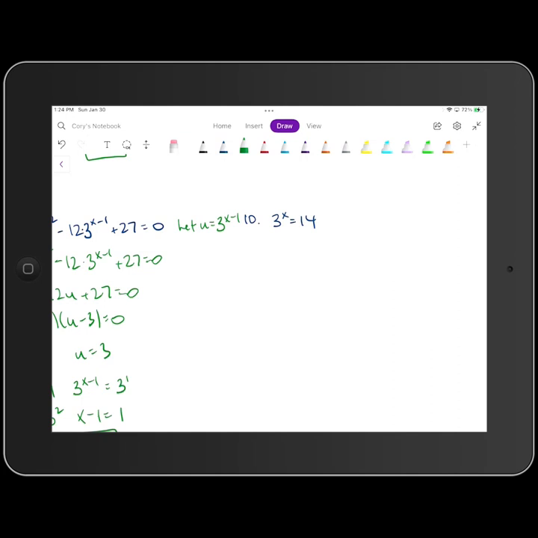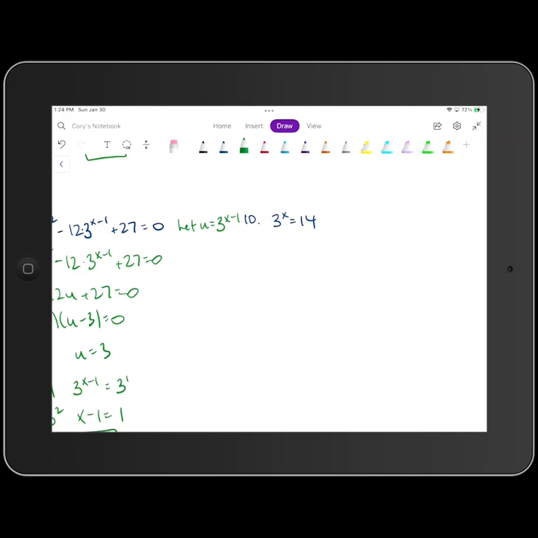So for number 10, we have 3 raised to the x power is equal to 14. So this is going to be similar to our second type of exponential equation that we need to solve. When we think about exponential equations, our rule was to try to get both sides of the equation written as an exponent that shares the same base. And we're not going to be able to do that in this particular case because I can't write 14 as 3 raised to some power.